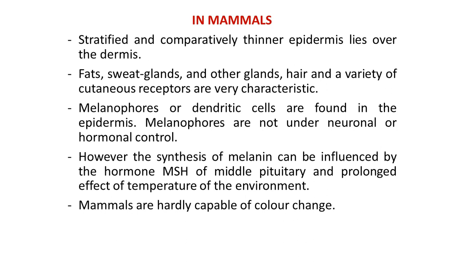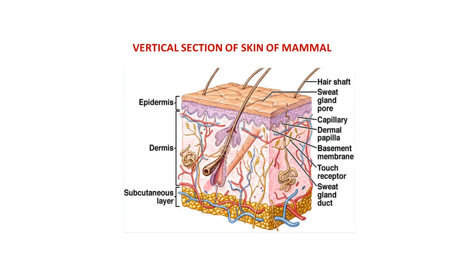Mammals are hardly capable of color change. We can see that color change does not take place in mammals. It is found only in reptiles and some bird species. This is the vertical section of the skin of mammals, in which the epidermal layer, the dermis layer, and the subcutaneous layer are found, with the derivatives present in the form of hairs.